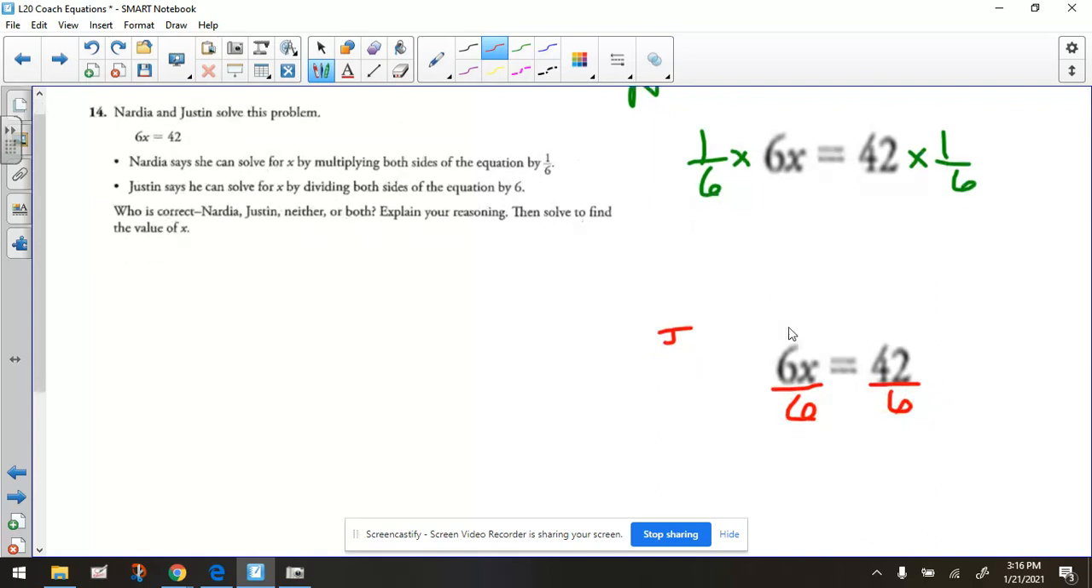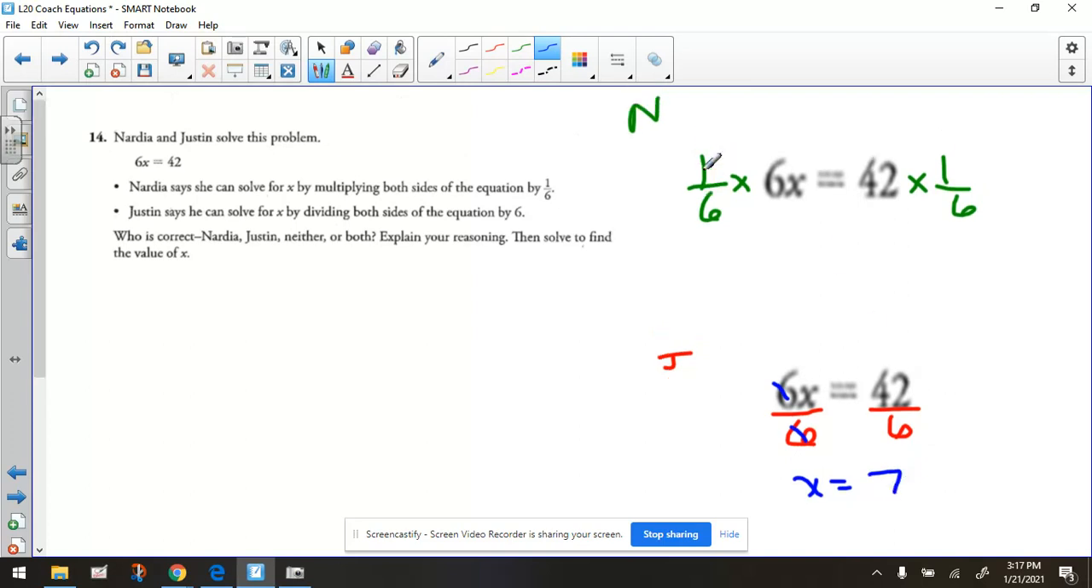All right, so if we were going to proceed with Justin's method, which probably would be a little bit easier, we have to make sure that we are following the equality property. The division property for equality says if you divide by the same number, the two sides of the equation remain equal. So we're going to see if that's going to help us here. So if we do 6 divided by 6, that gives us 1, and 1 times x is x. And if we do 42 divided by 6, we get 7.